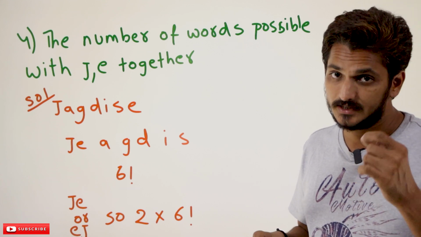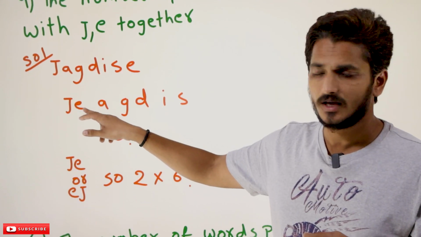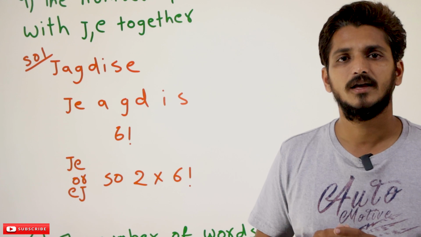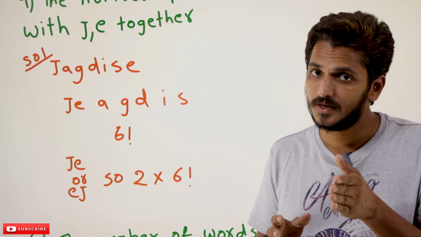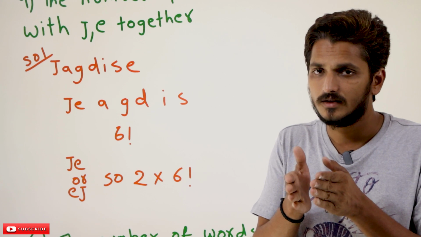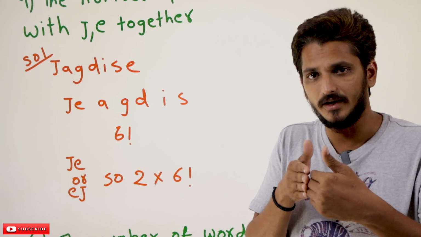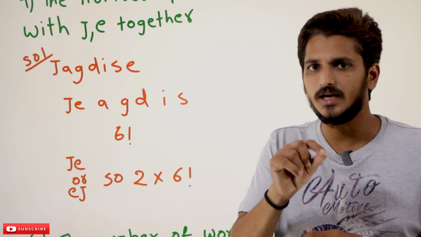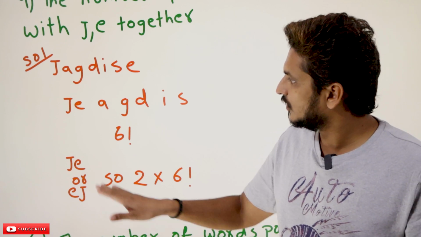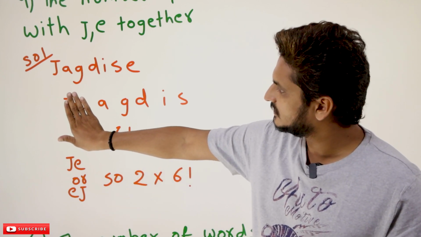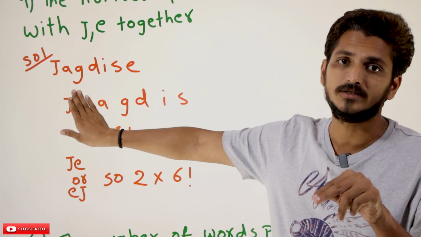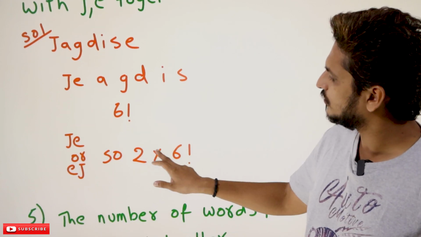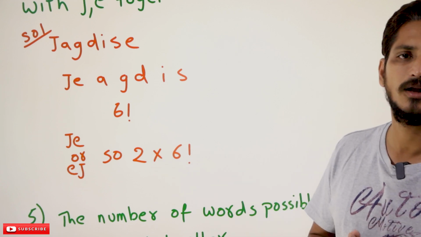But there is a slight change here. J, E should be together means you can write it as J, E or you can write it as E, J. It was not mentioned that J should be at the beginning and E at the end. J, E should be together, that means you can write it as J, E or E, J. So to fill this position, J, E can be arranged in 2 ways, either J, E or E, J. That's why 2 multiplied by 6 factorial.